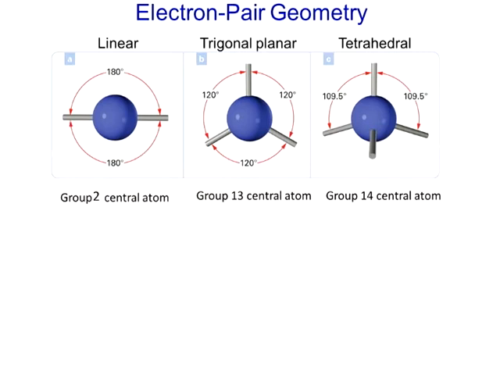So it's linear. That's what forms with group 2 as the central atom. Linear geometry results when group 2 atoms are in the center of a compound.